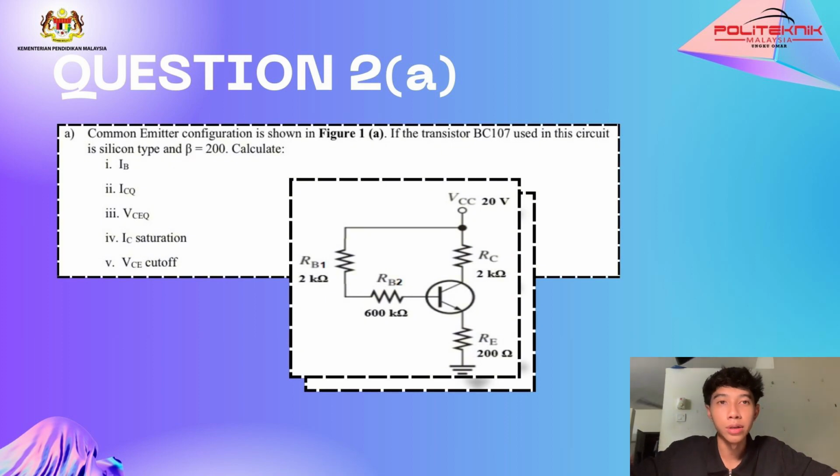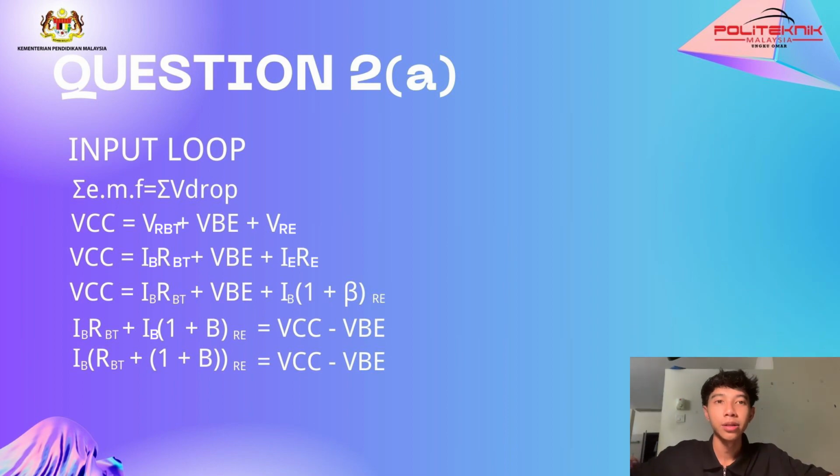Since the circuit is common emitter, we know that the input terminal is at base and output terminal at collector. Then we can start to find the IB value. So input loop, sigma EMF is equal to sigma V drop. Based on the circuit, it starts with VCC. So VCC is equal to VRB total plus VBE plus VRE. And then we change the VRB total to IB multiply with RB total, plus VBE, then plus IE multiply with RE.